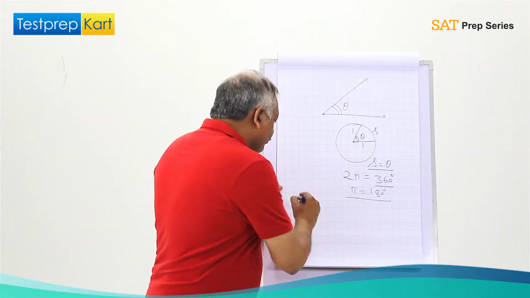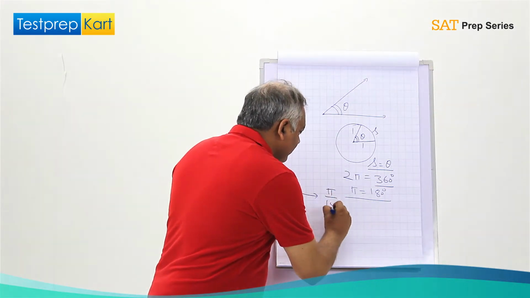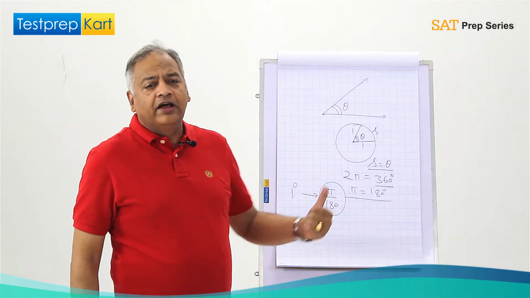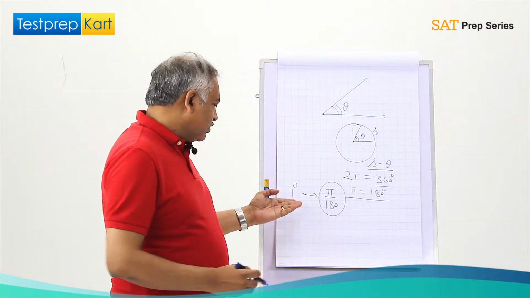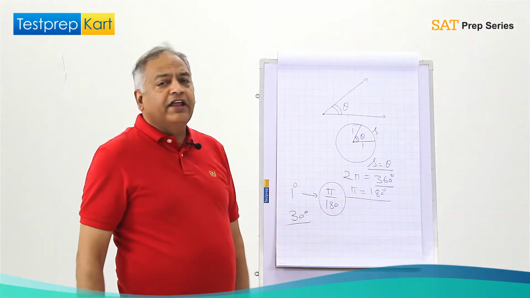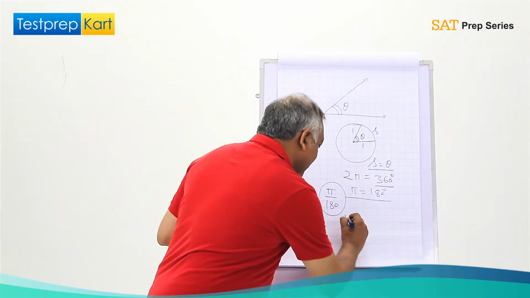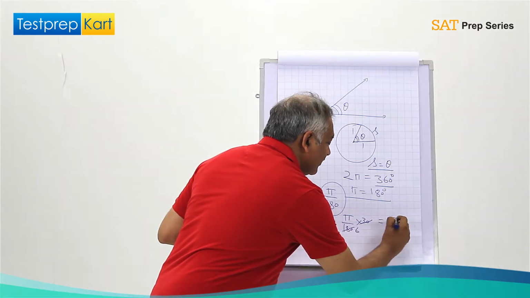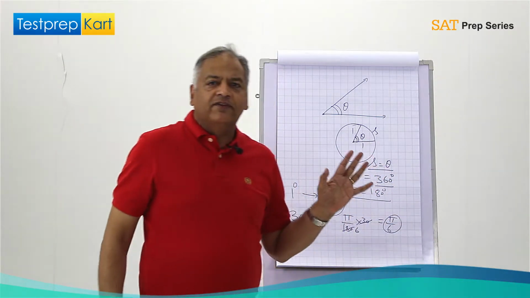Now, what is 1 degree? According to this formula, 1 degree is equal to pi divided by 180. This is now my formula for converting degrees to radians. For example, what will be the radian conversion of 30 degrees? I have an angle 30 degrees. What will be the equivalent radian? Because 1 degree is pi by 180, 30 degrees will be pi by 180 into 30. That will be equal to pi by 6. So, if you convert 30 degrees into radians, that will be pi by 6, right?